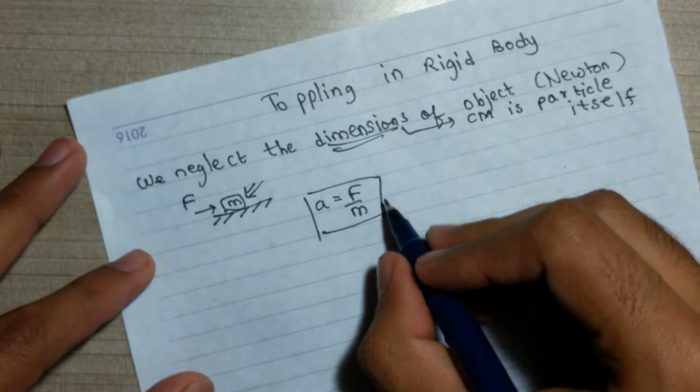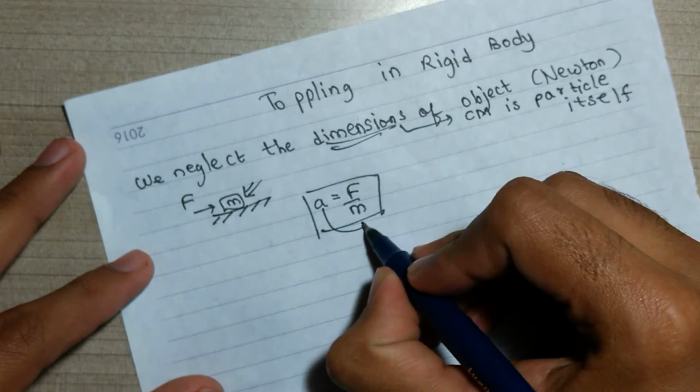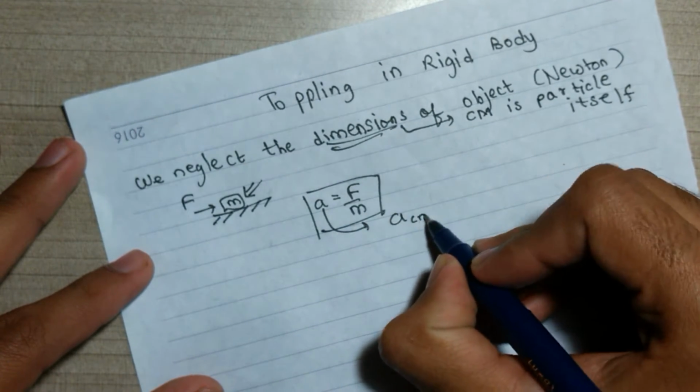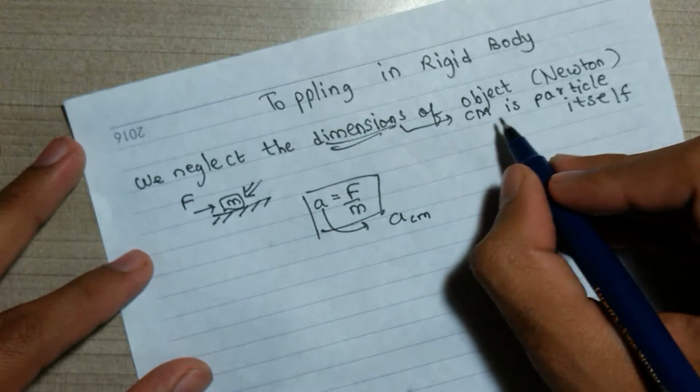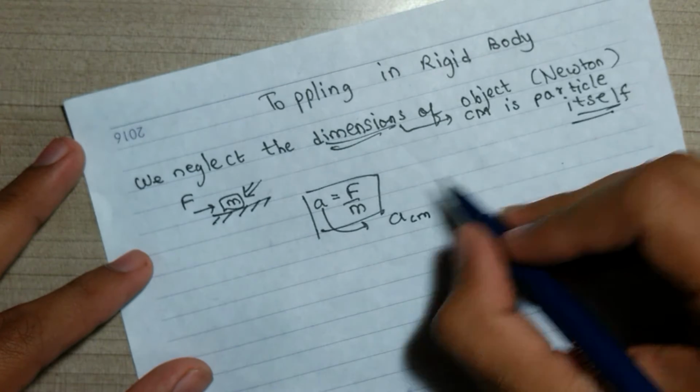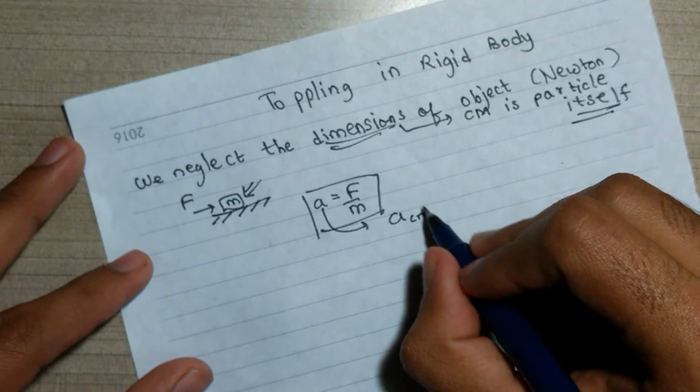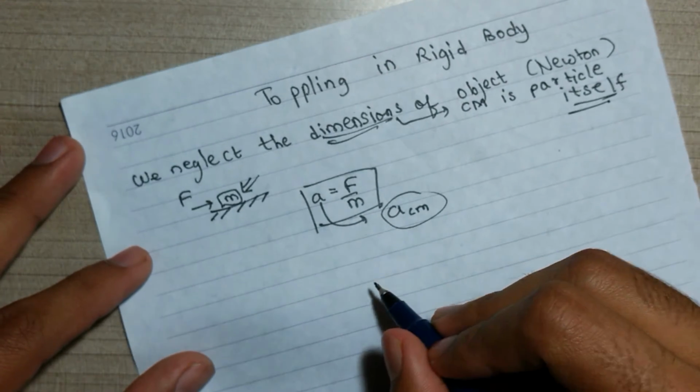We should always keep in mind that this acceleration is nothing but the acceleration of center of mass. But as the dimensions are neglected, the center of mass is the particle itself, and so acceleration is nothing but acceleration of center of mass itself.